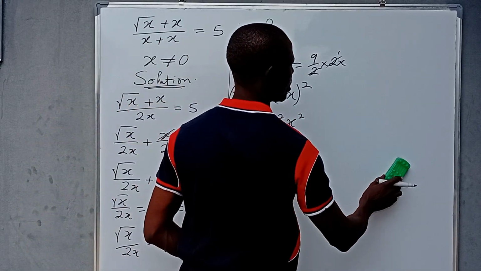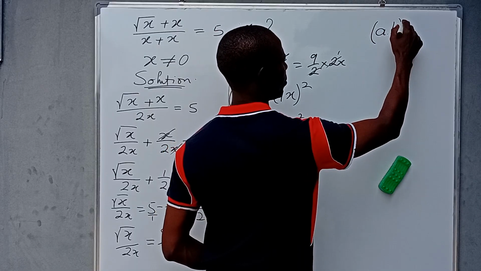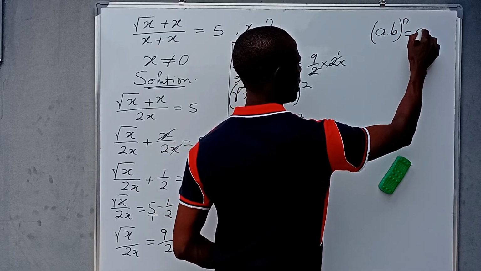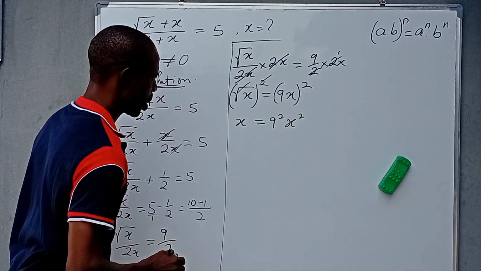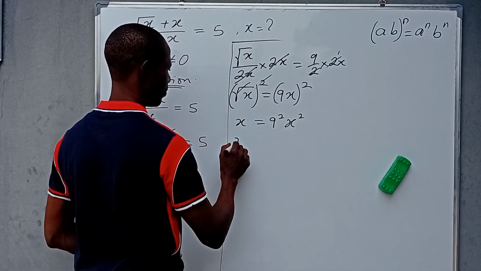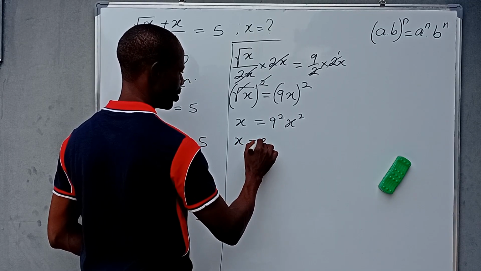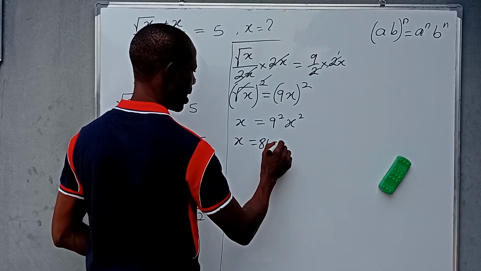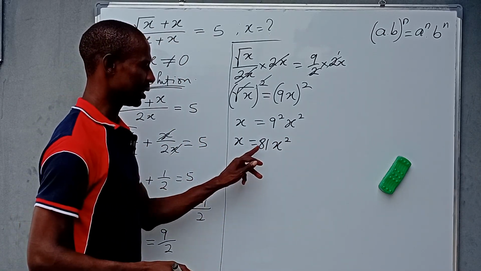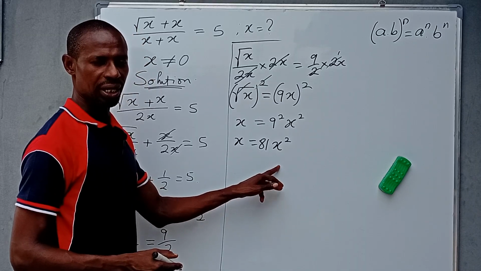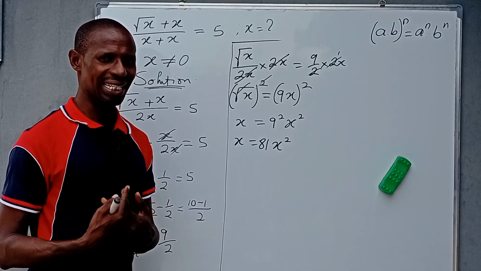Remember the law of indices, which says that when you have a times b all raised to the power of n, this is equal to a to the power of n times b to the power of n. Okay, good. So if we open this up, it gives us x equal to 9 squared, which is 81, times x raised to the power of 2. Again, never make the mistake of cancelling out x from both sides of the equation. If you do that, you will come up with just one root. In other words, you will miss out the second root.